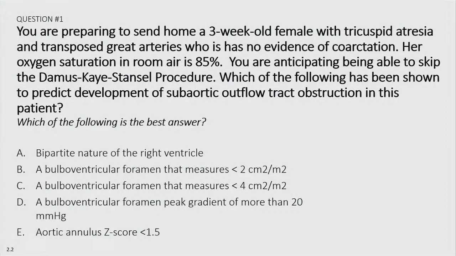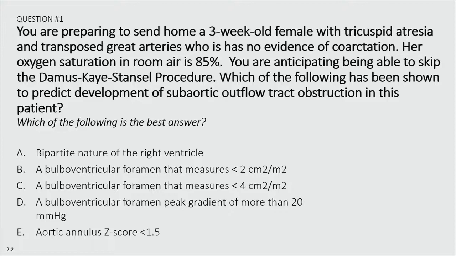Question 1. You are preparing to send home a 3-week-old female with tricuspid atresia and transposed great arteries who has no evidence of coarctation. Her oxygen saturation on room air is 85%. You are anticipating being able to skip the Damus-Kaye-Stansel procedure. Which of the following has been shown to predict development of subaortic outflow tract obstruction in this patient?